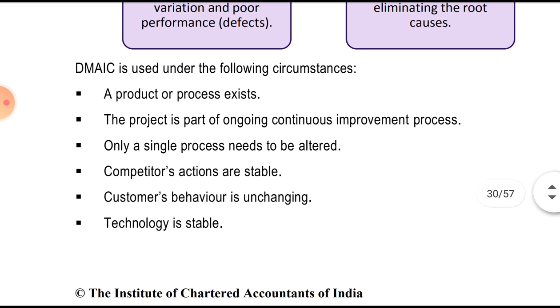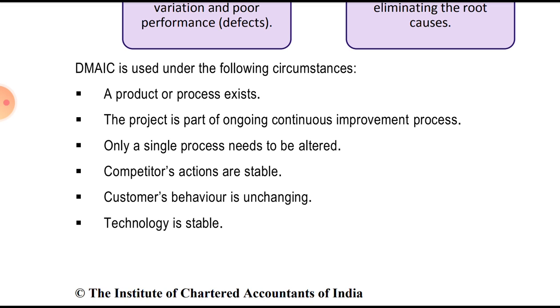These are the assumptions under which DMAIC is used. If all these conditions are present, then DMAIC is applied. The product or processes already exist, as we saw in the first line of the definition. The product is a part of an ongoing process improvement, not a new one. Then only a single process needs to be altered.